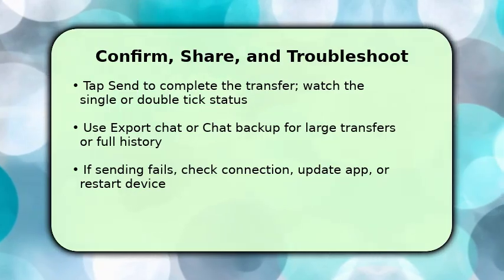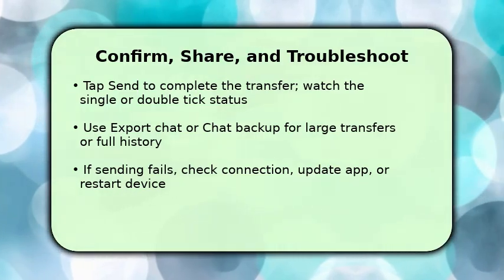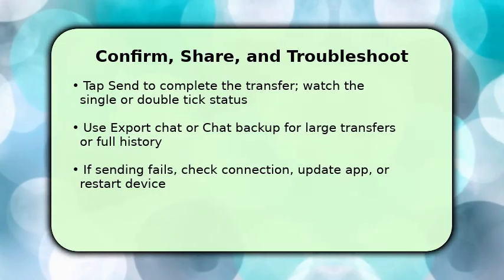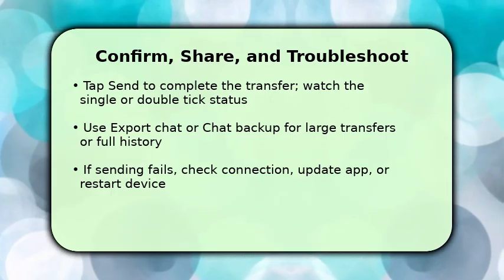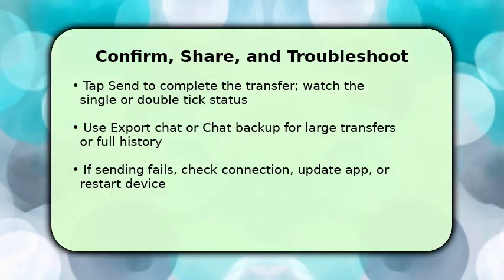If a transfer fails, check your internet connection, update WhatsApp to the latest version, and restart the device if needed. That sequence resolves most issues and ensures your messages arrive intact and readable.